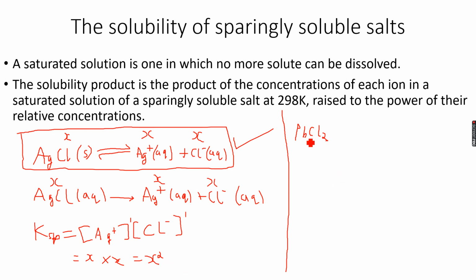Now I have PbCl2, which is another insoluble or sparingly soluble salt, as you call it. If I have to write an expression of it dissolving, it will be Pb2 plus aqueous ions.